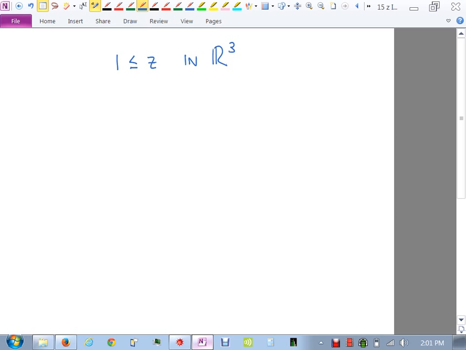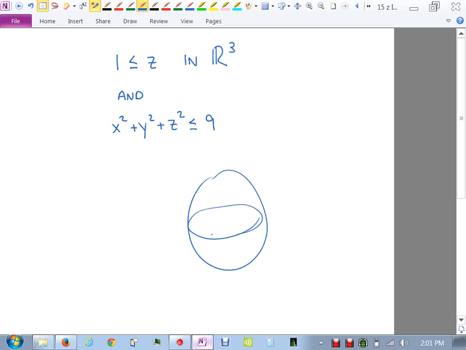What would this look like? This and x squared plus y squared plus z squared less than or equal to 9. That's a sphere with radius 3. But now I'm asking you to do them both together, that one and that one. So that's a sphere of radius 3, but your z also has to be bigger than 1.